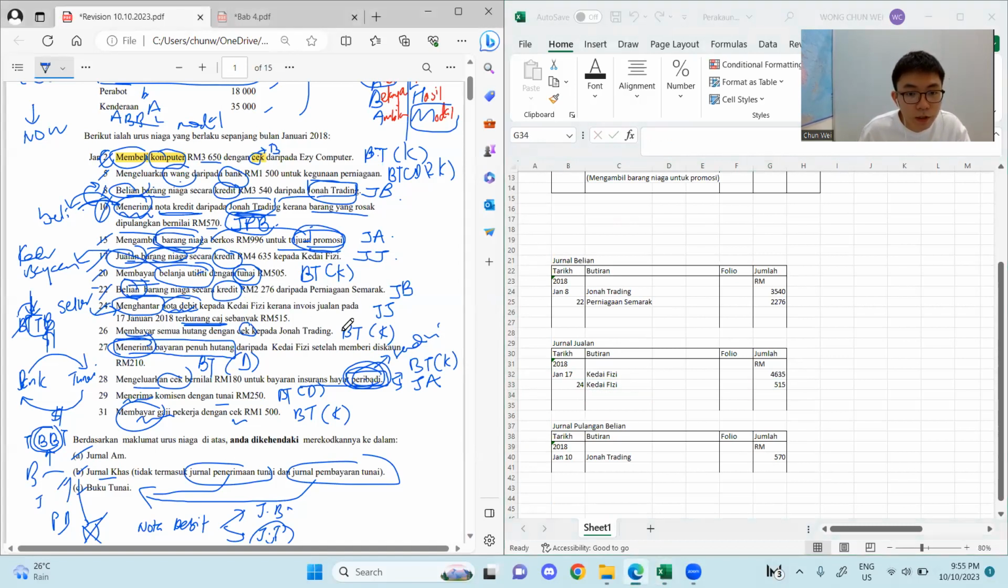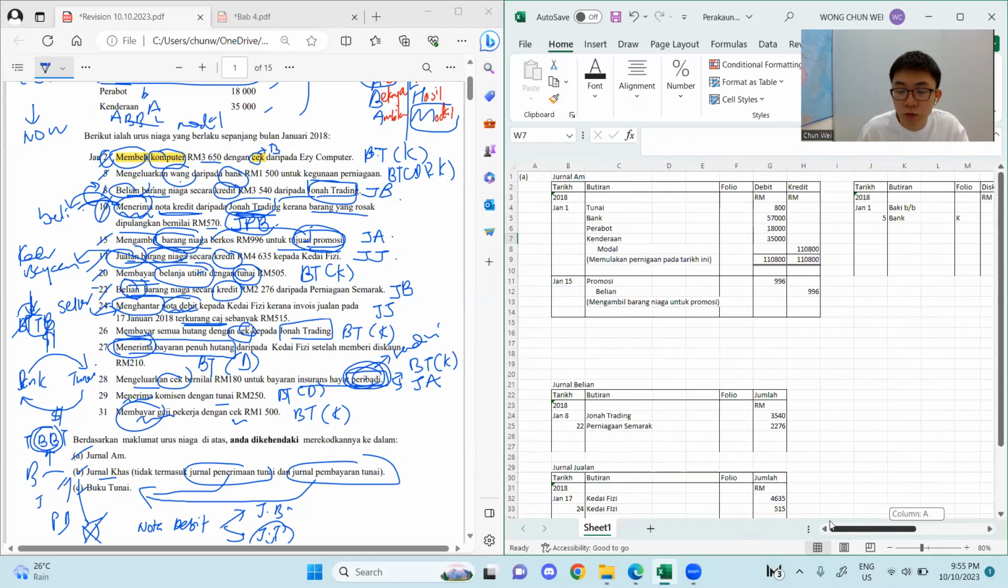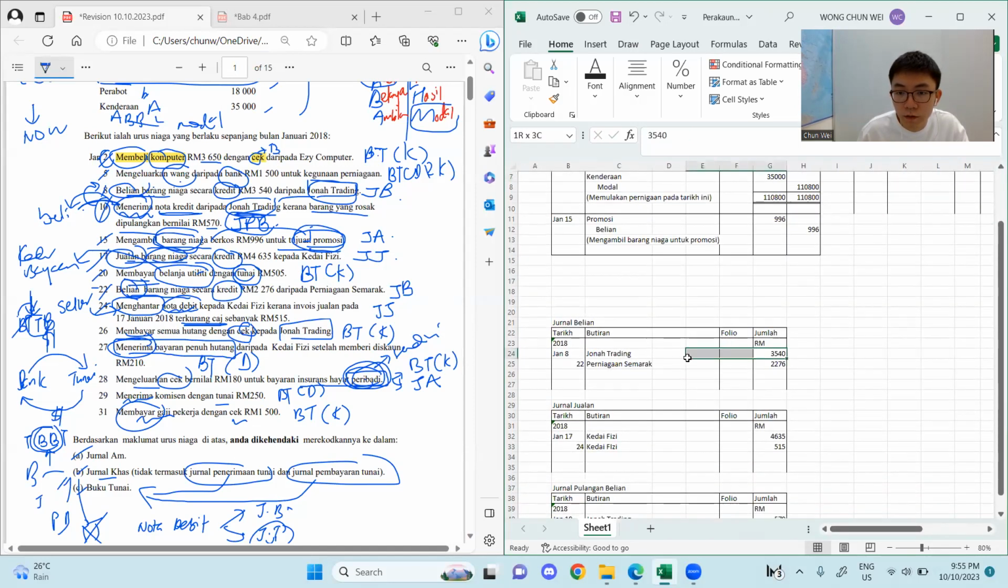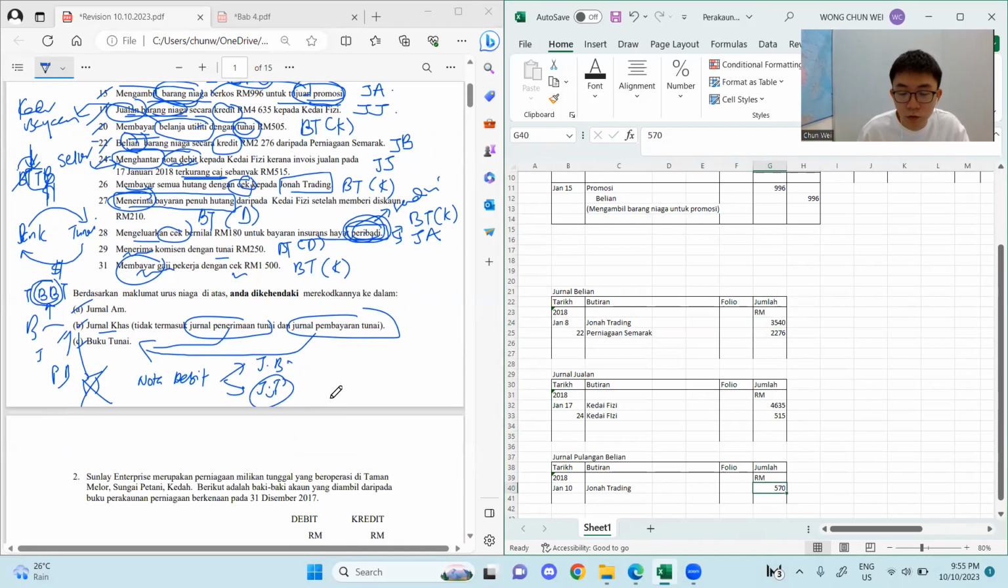Okay, then 26, buku tunai, credit side. Okay, you go to buku tunai, 26 on the credit side. Then you bayar semua hutang dengan cek kepada Jonah Trading. So here to Jonah Trading. So cek is under bank. Semua hutang. Okay, so you have to find out how much is the hutang to Jonah Trading. So I hutang Jonah Trading for 3540. Okay, but not yet because I have a pulangan belian of 570.